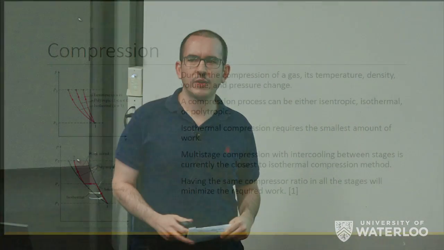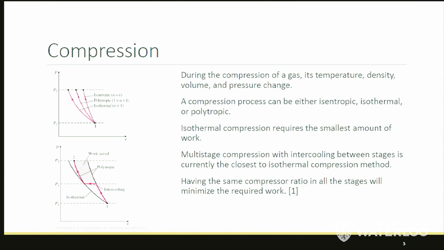The compression process. There are three ways to do a compression process. One is isothermal, that is when the process is done at constant temperature. The other is isentropic, which means that no heat is added and no heat is escaping from the system, and it's a reversible system. And the common one, the polytropic, which is the mix between both. In this case, theoretically, an isothermal compression will need the least amount of work input, giving you the best efficiency.